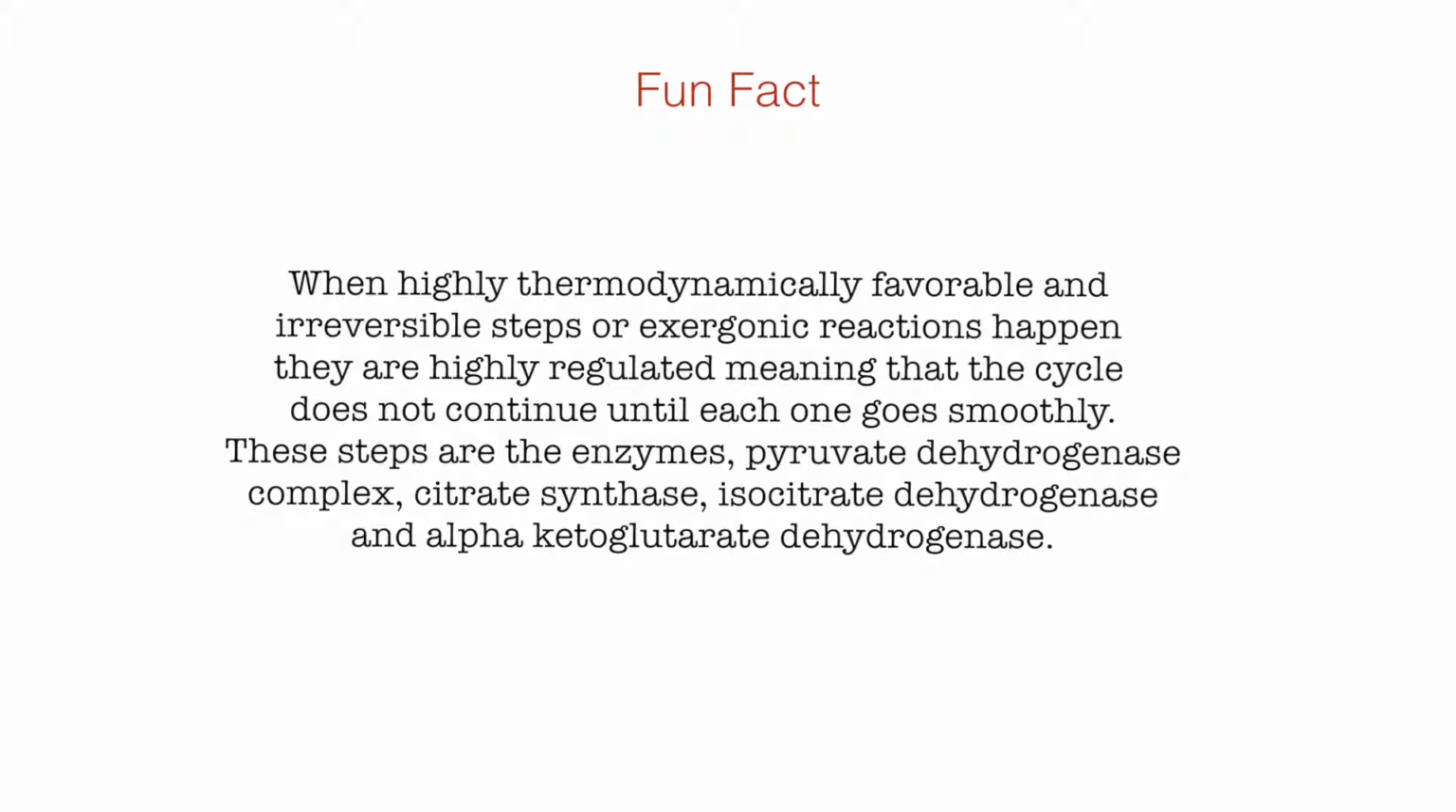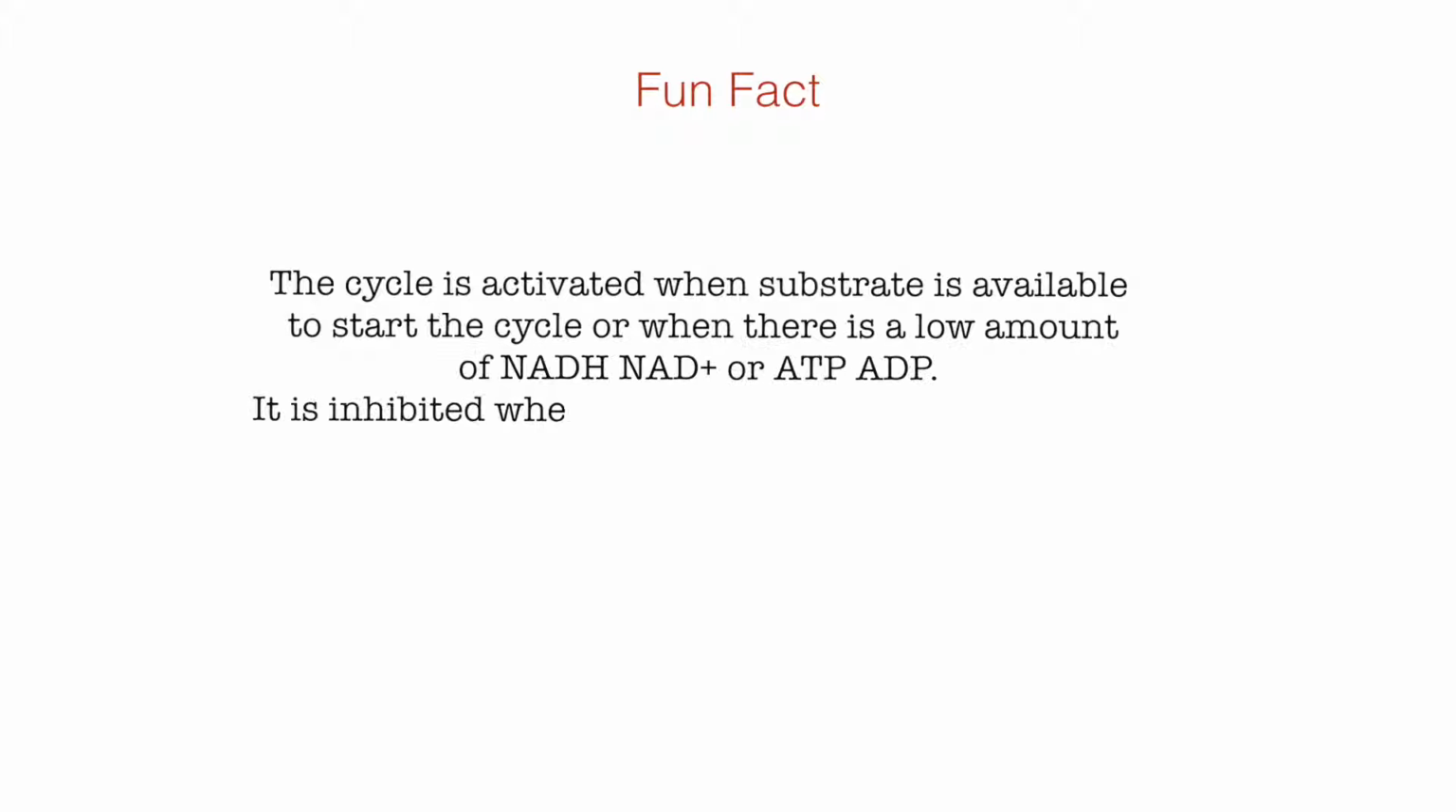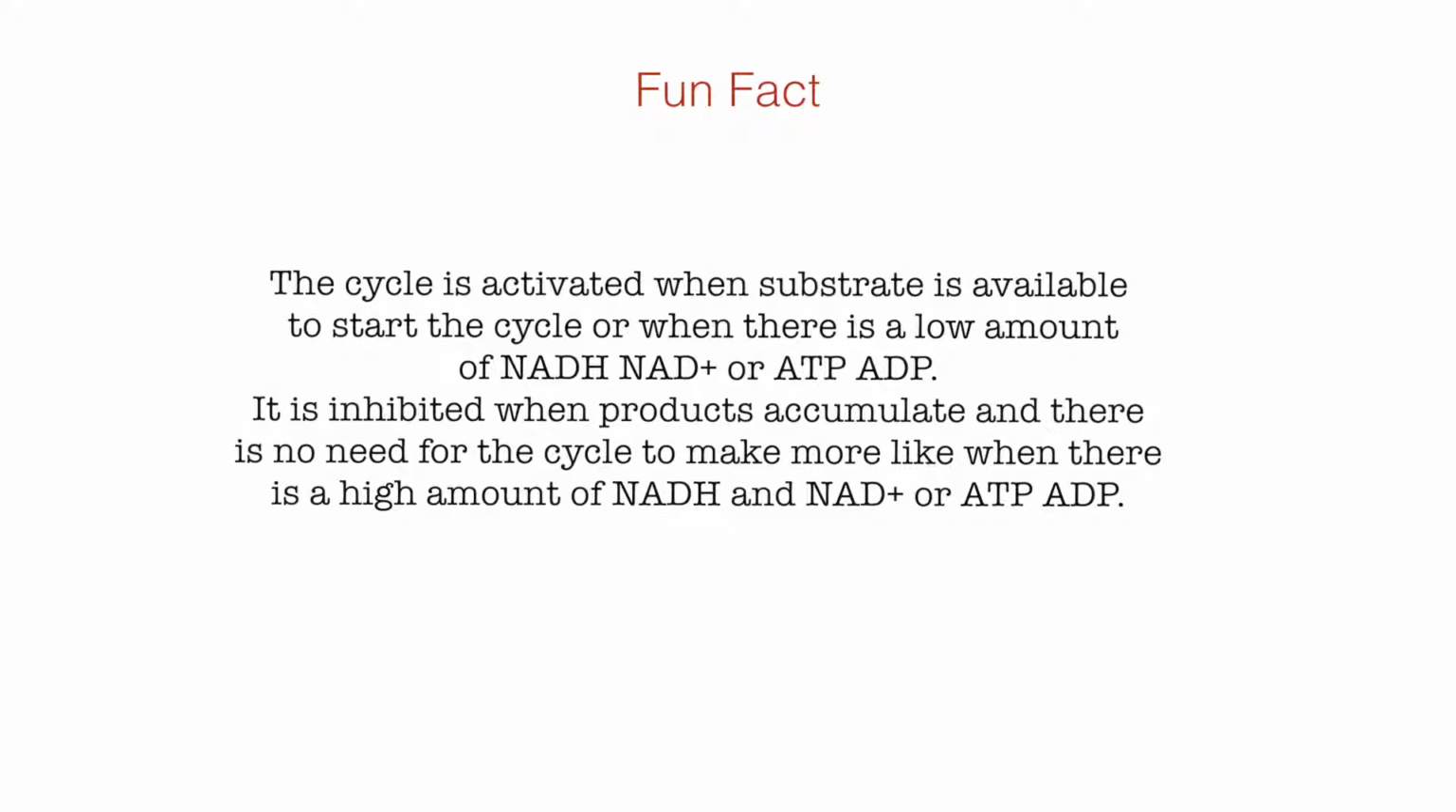These steps are the enzymes pyruvate dehydrogenase complex, citrate synthase, isocitrate dehydrogenase, and alpha-ketoglutarate dehydrogenase. The cycle is activated when substrate is available to start the cycle, or when there is a low amount of NADH, ATP, or high NAD+, ADP. It is inhibited when products accumulate, and there is no need for the cycle to make more, like when there is a high amount of NADH, ATP, or low NAD+, ADP.